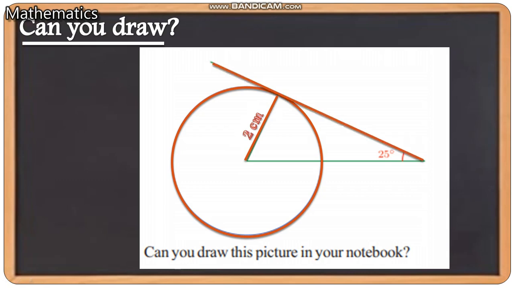I am drawing. Now here 25 degree is given. And this we know is 90 degree, that is perpendicular. So how much will be here? That is 90 plus 25, 115; 180 minus 115 is 65 degree. Then you may keep your protractor here and draw a 65 degree line. Finished. This way you must draw this figure in your notebook.